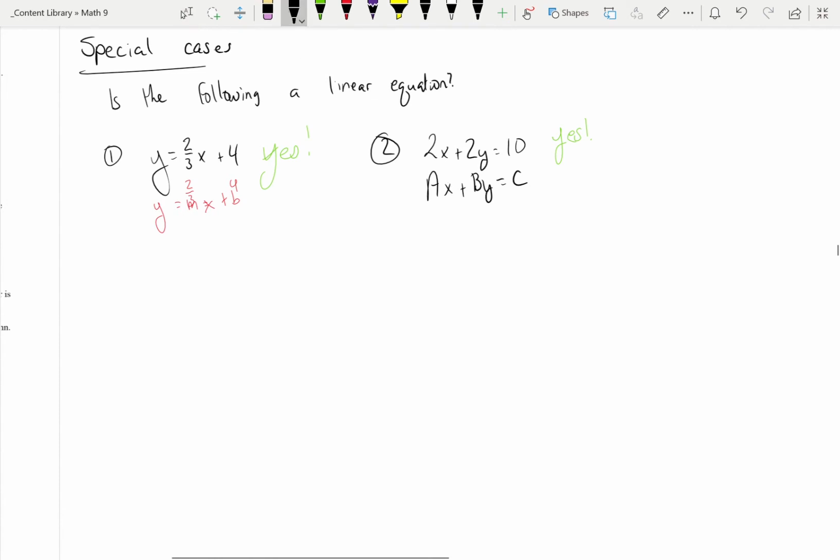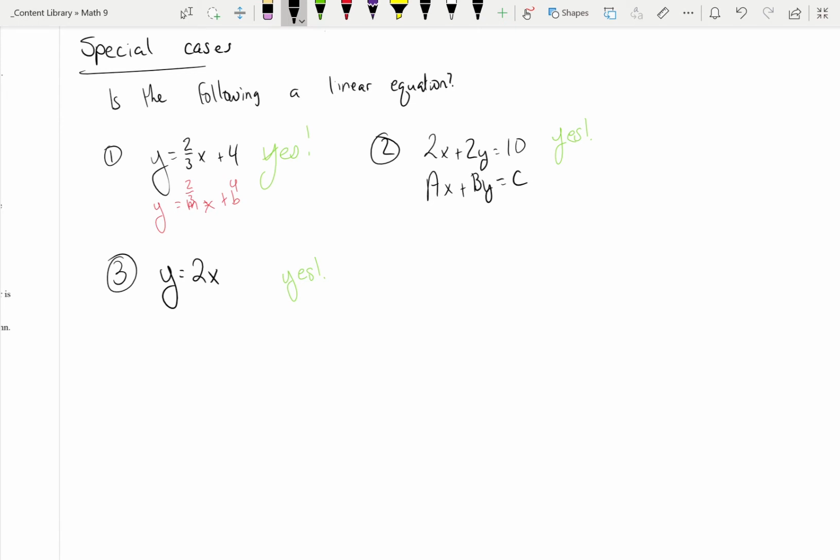Okay, what about, this is where we start to get a little bit trickier. Y is equal to 2x. Pause it for a second, think about it. So this is one of our tricky things. I'll say yes to start and explain why. Now, some of you might be going, oh wait, it doesn't look the same. It doesn't have that y equals mx plus b.